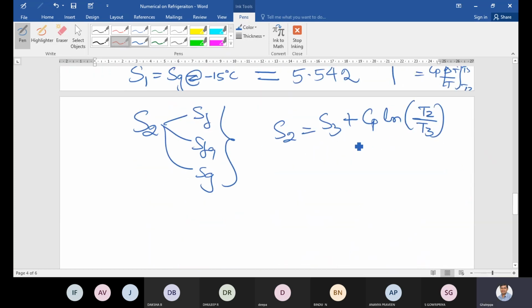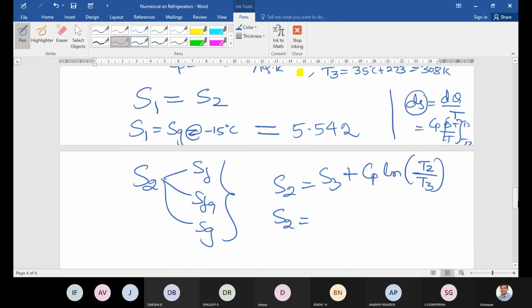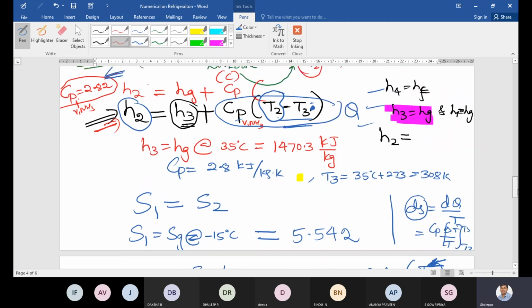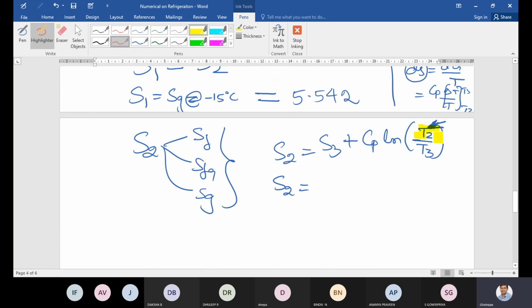S2 I need to calculate, because in S2 the temperature is there. I need T2. This T2 I need to substitute in the enthalpy formula to calculate H2. So I need T2 to calculate H2. So where is that T2 available? T2 is available in this formula, so using this formula I can calculate T2.